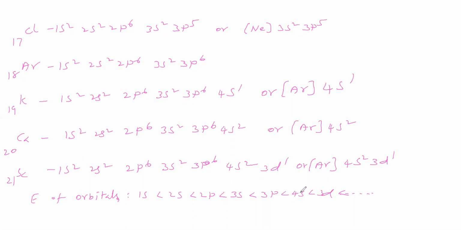Okay, why after filling 4s are we filling 3d? 4s is having energy less than 3d. That's why we have written like this. Okay, so we came to know the energy of orbitals. Now we will write this scandium in the form where this part we will take as argon.